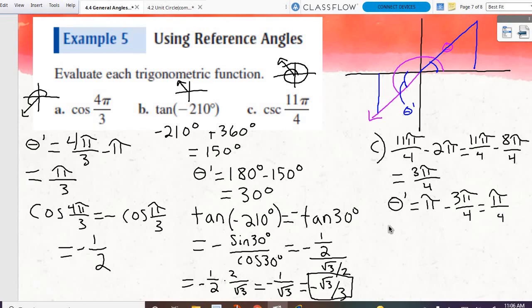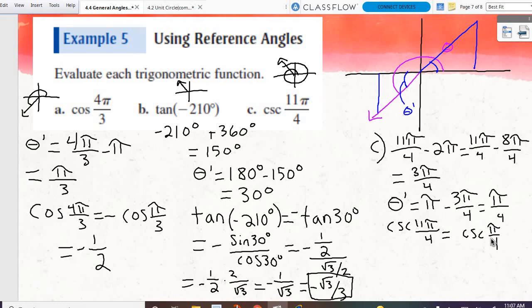So, that tells us that we know that cosecant of 11 pi over 4 has to equal cosecant of pi over 4. But what do we have to check? The sign, yes? And in our second quadrant, okay, what did we say cosecant is the reciprocal of? Sine, and is sine positive or negative in our second? It's positive. So cosecant will also be positive.